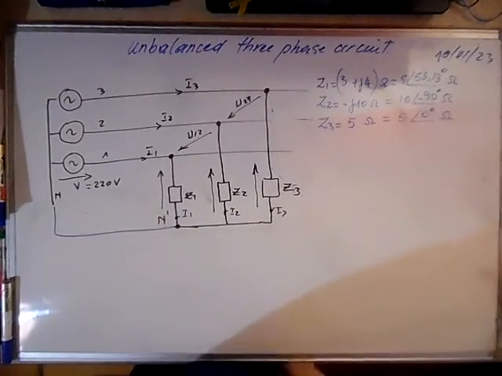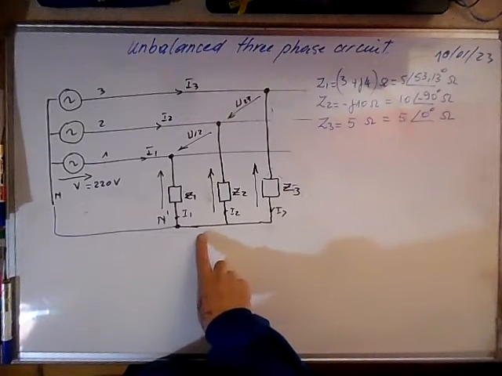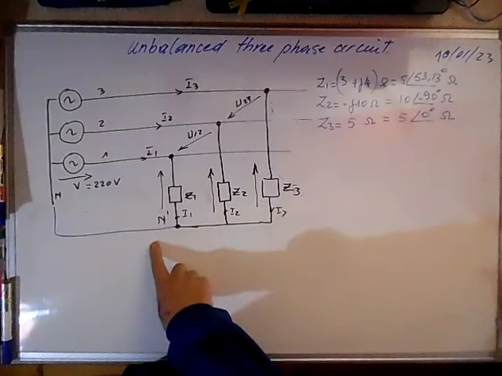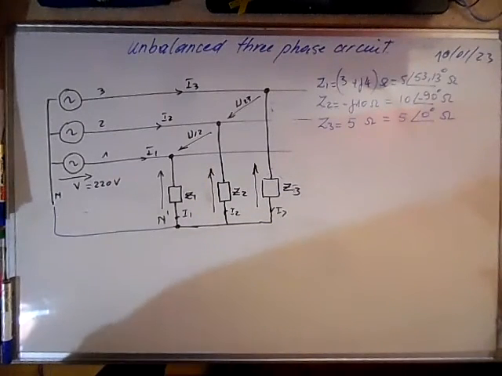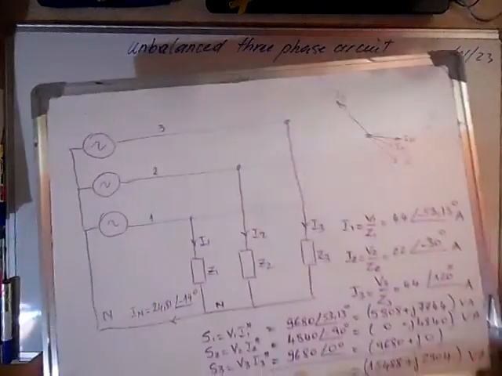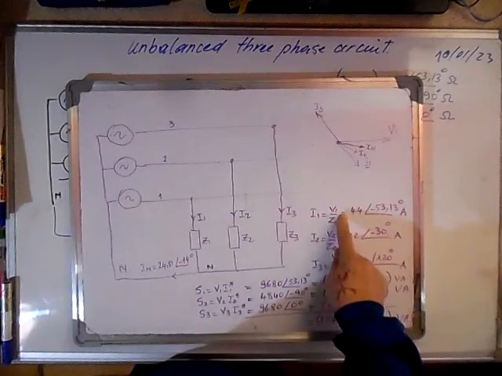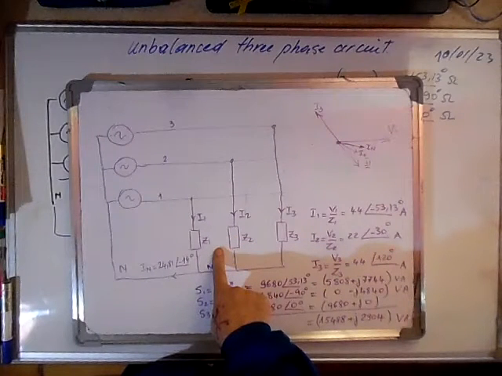Good morning. We have solved the problem where the source neutral and the load neutral were connected, and we had to calculate the line currents, the neutral current, and the power delivered by the three sources. The results are here. We calculated current I1 by dividing here. Remember, the source voltages and the load voltages are equal.